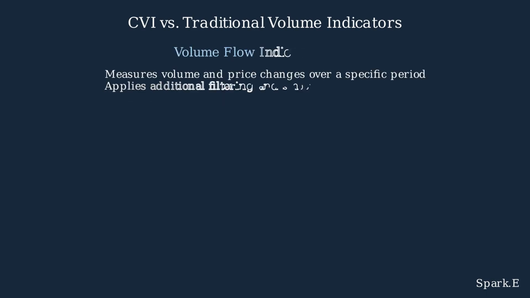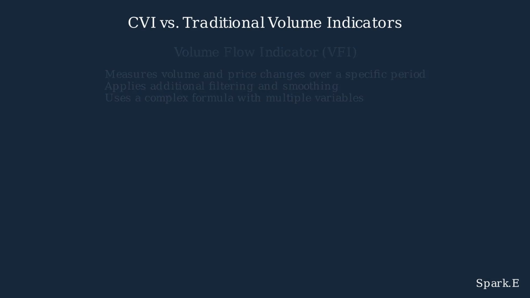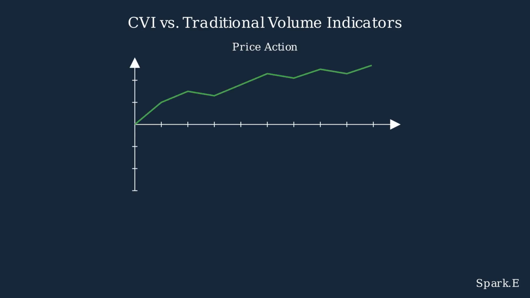The volume flow indicator measures volume and price changes over a specific period. It applies additional filtering and smoothing using a more complex formula with multiple variables. Let's visualize how these indicators respond to the same price action.